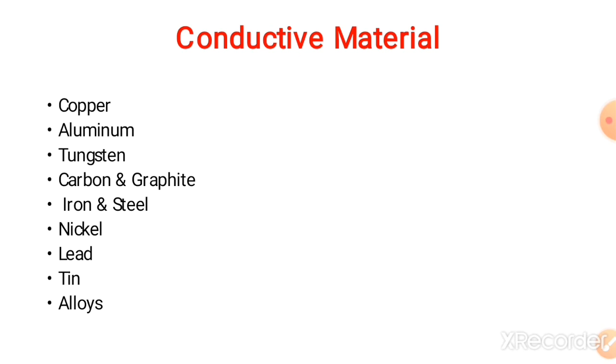Next material is nickel. Nickel is widely used for making electrodes of thermionic valves and sparking plugs. It is also used to form positive plates of nickel iron batteries.